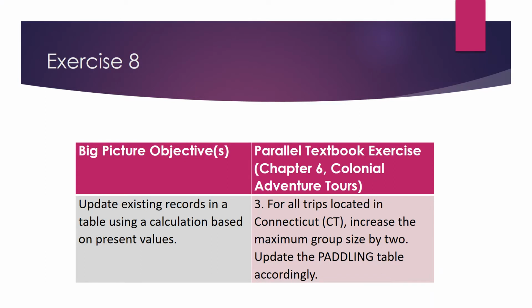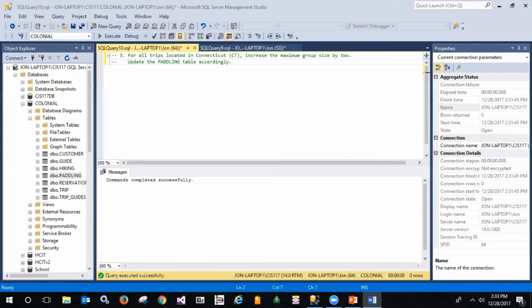In exercise 8, we will revisit updating existing records in a table using a calculation based on the present values. All right, for our 8th exercise, we're using Colonial 3 as a parallel model. And to solve that, we need to take for all the trips located in Connecticut and increase the maximum group size by 2. And then we're going to update the paddling table accordingly.